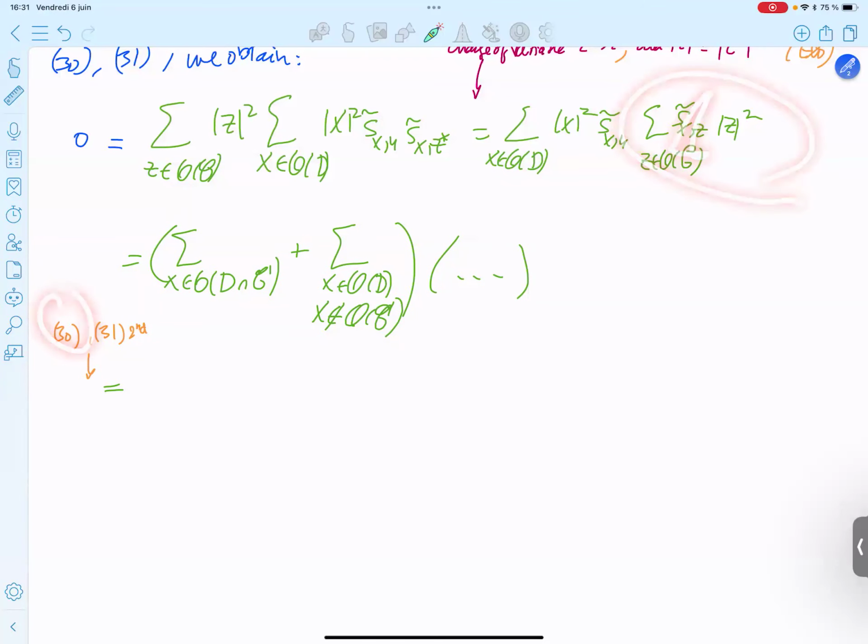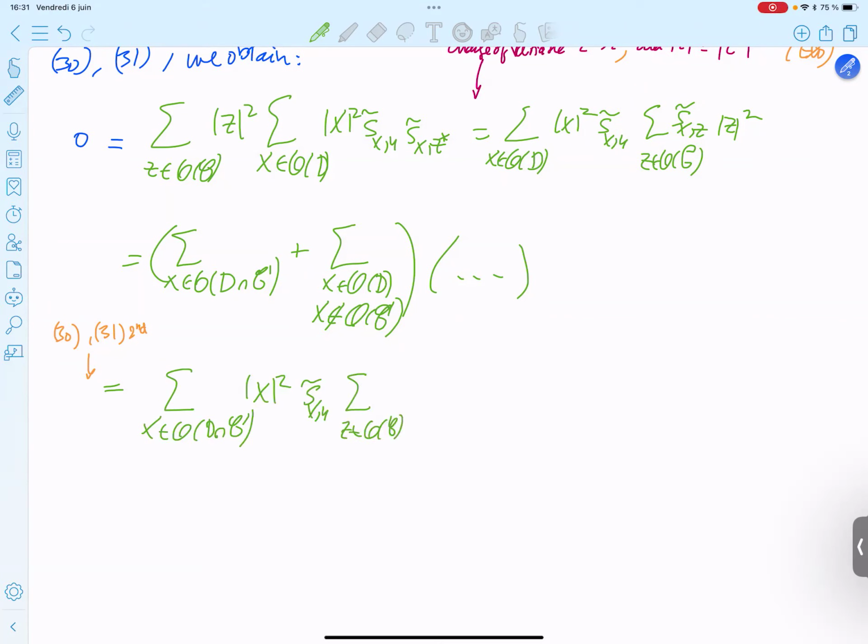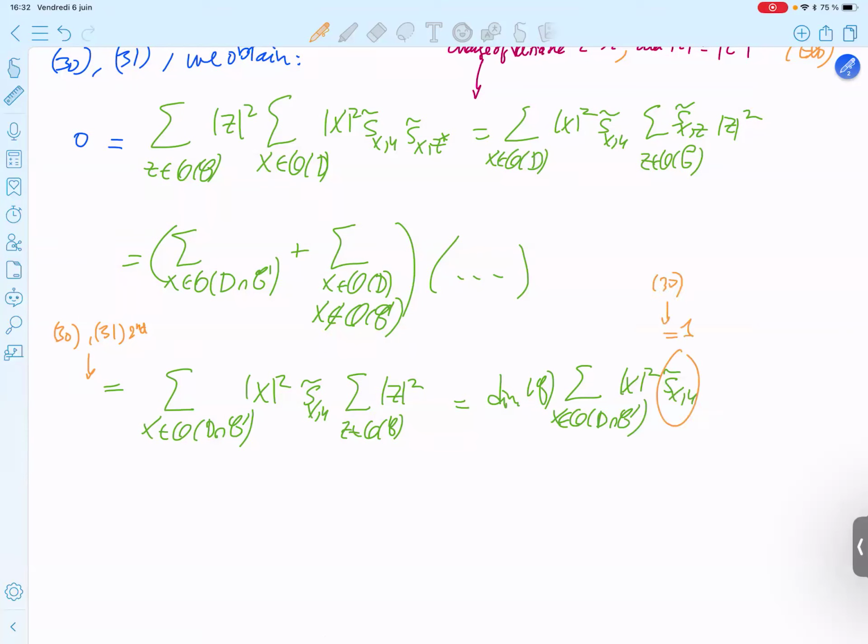So here you get the dimension of C. So it's equal to the sum for x of the square norm of x, s tilde x y, and the sum over the simple objects square norm gives the dimension of C. But you can again apply equation 30. So this is equal to 1 by equation 30 again.